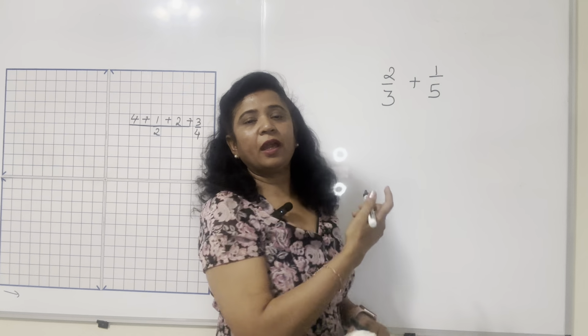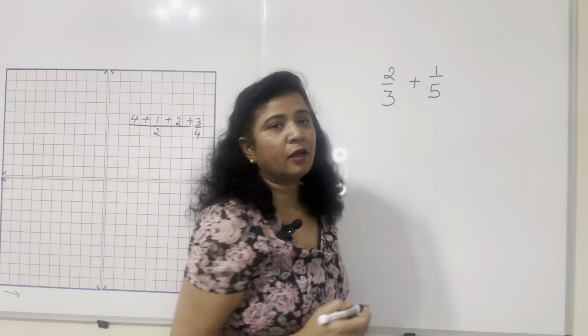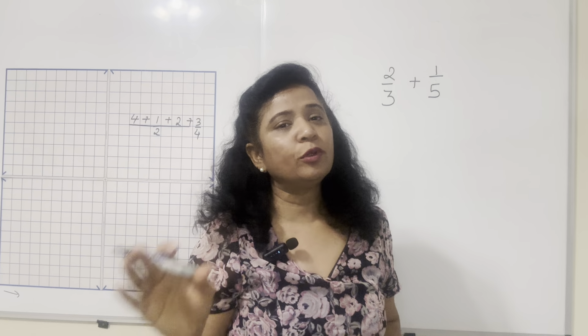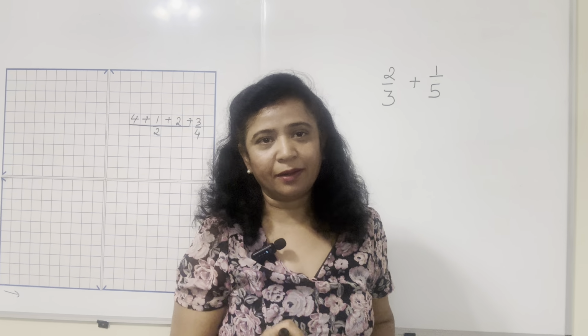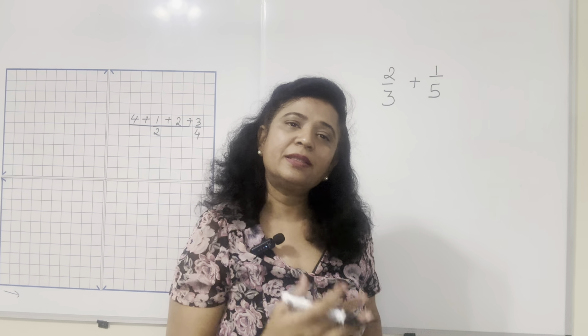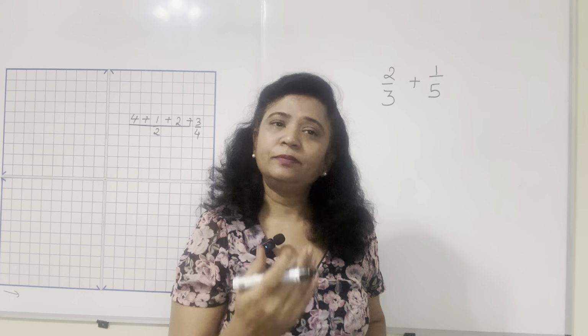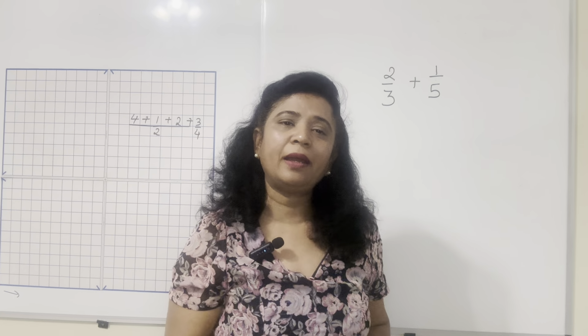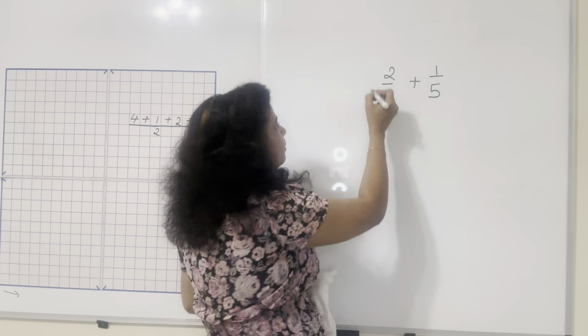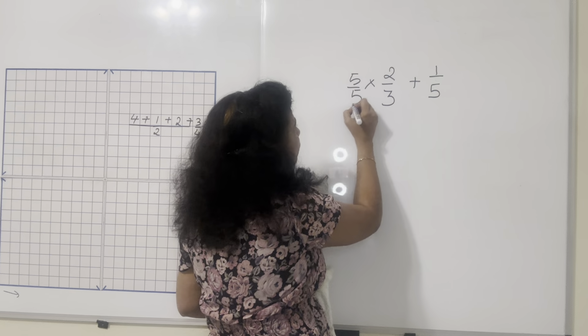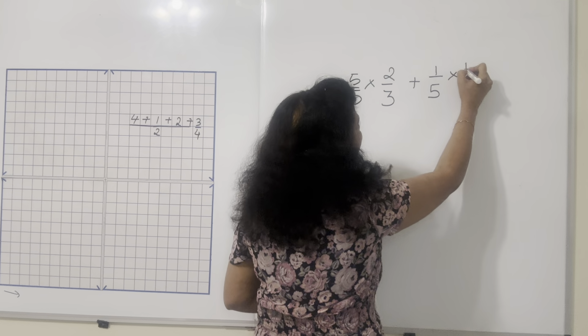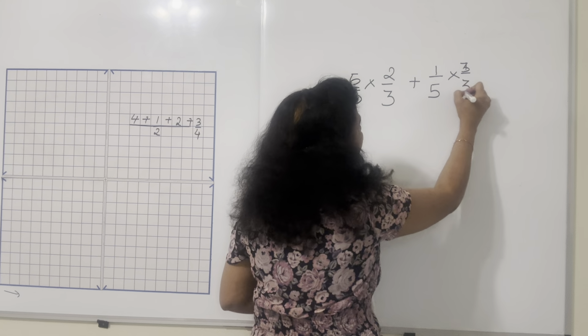If you see here, we have 3 on one side and 5 on the other side, and 3 and 5 are both prime numbers. You will not find any common factor there, right? So let's see, 3 and 5, how to make the same denominator? By multiplying this side both by 5 over 5 and this side both by 3 over 3.